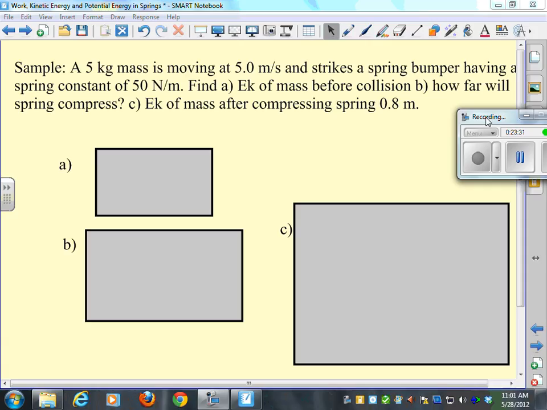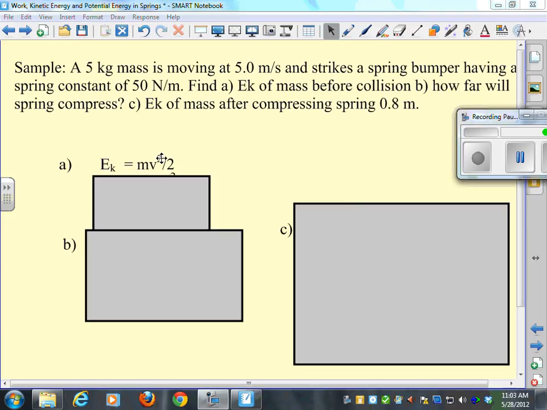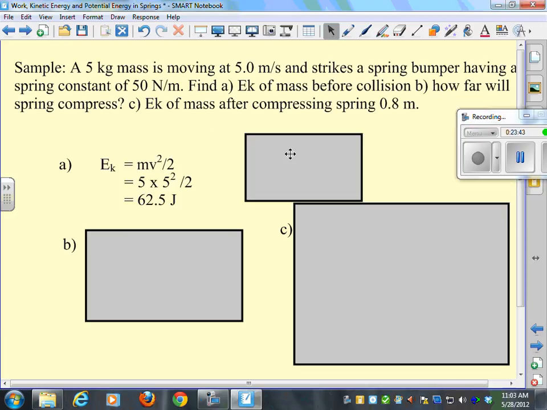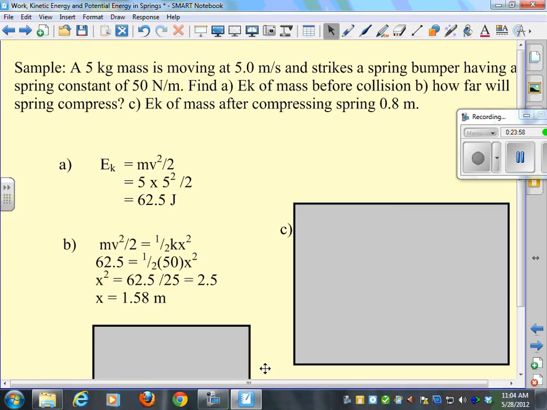It's very similar to what I just showed you, right? How do we find the initial kinetic energy? 1/2 mv squared. I'm going to guess you guys all got 62.5 joules. Let's have a look at this part. Did you get 1.58? You just did it right there. Okay, so I think we're good on A and B.